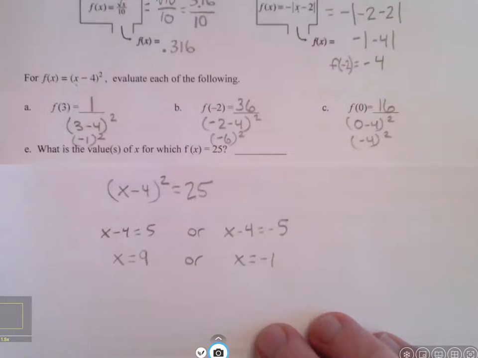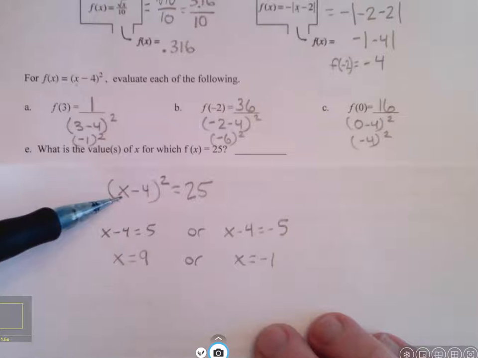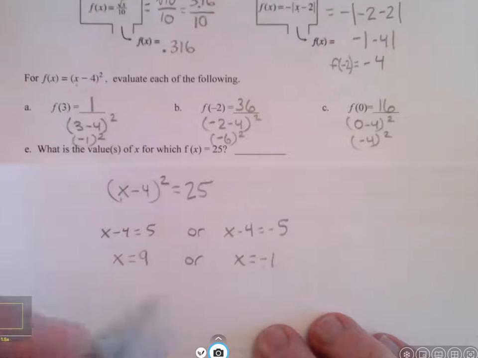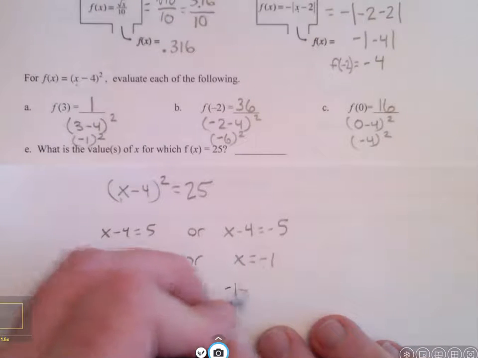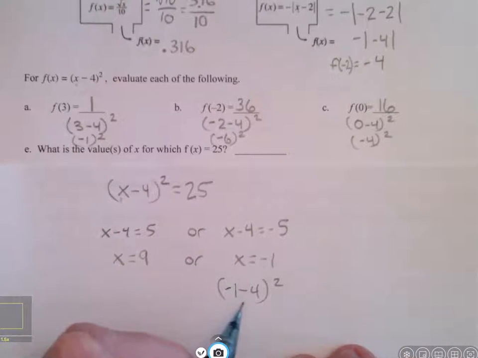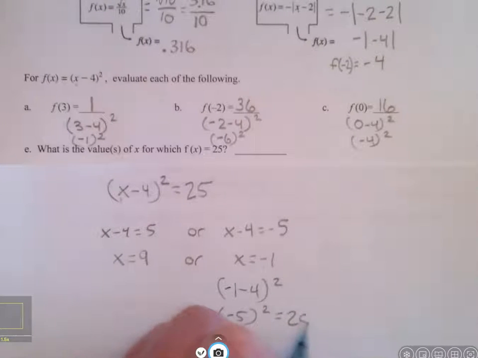So let's prove that. If I plug 9 in here, I get 9 minus 4 squared, so 5 squared, 25. If I put a -1 in here, I get -1 minus 4 squared. Well, -1 minus 4 is -5. That's also 25. Okay, so this one has 2 answers. You really got to think about that. Okay, good job.